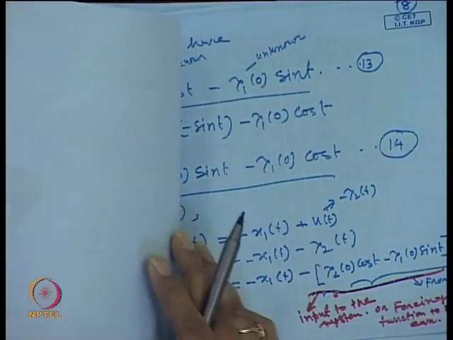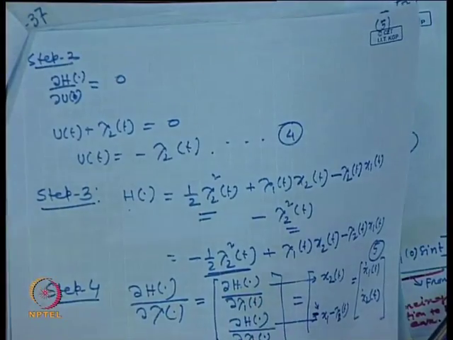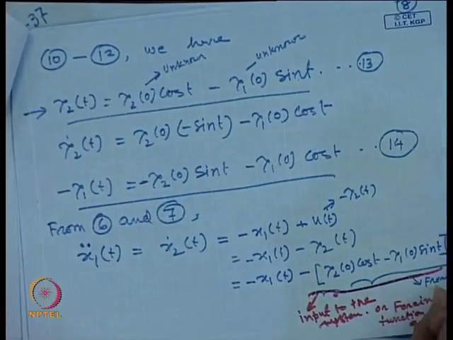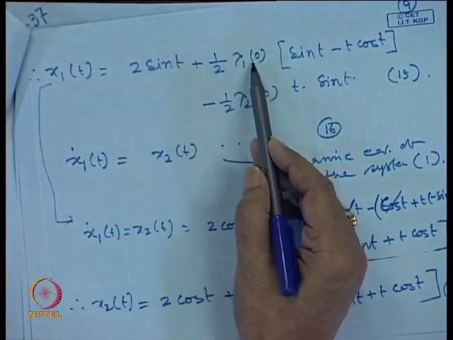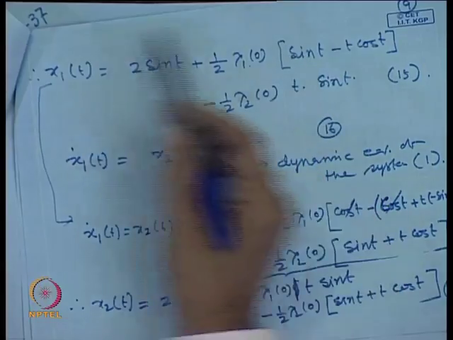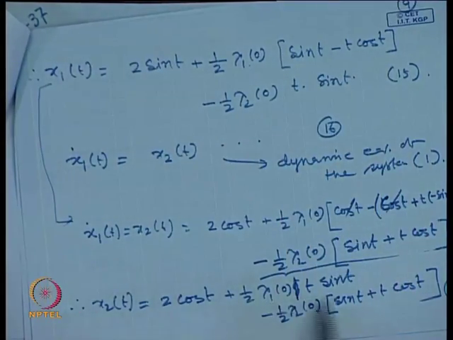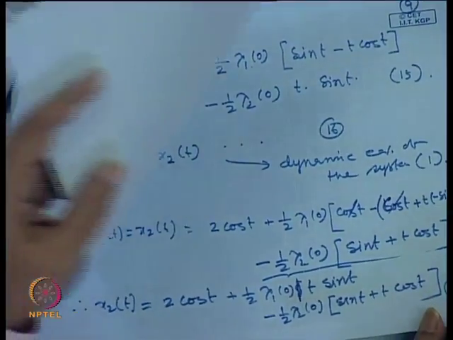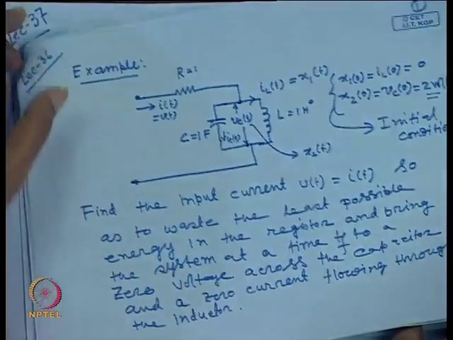Once you know u of t, then we can get the response for the optimal trajectory for x 1 of t, x 2 of t. See, x 1 of t is what we got. So, I know lambda 1 of 0, lambda 2 of 0. So, I know the x 1 of t trajectory. Similarly, x 2 of t, putting these values, I know the response of this one. So, these are the solution for this, we can get it.